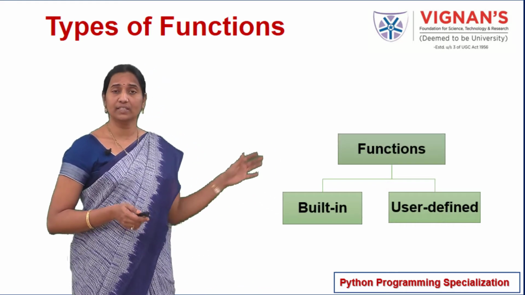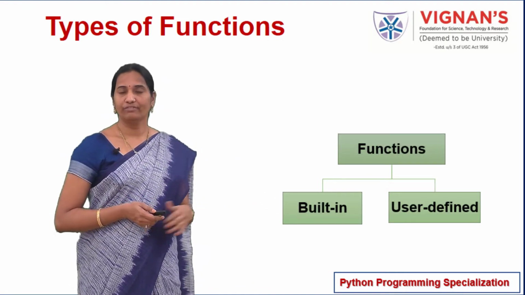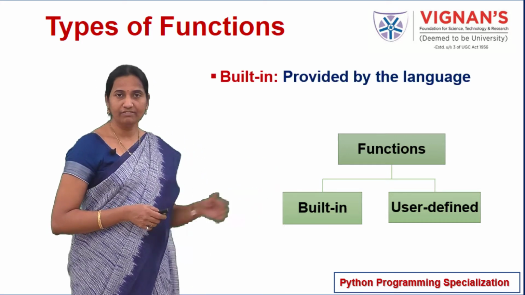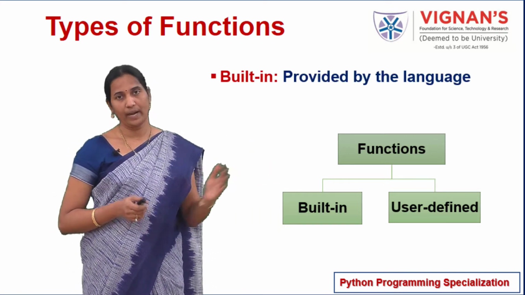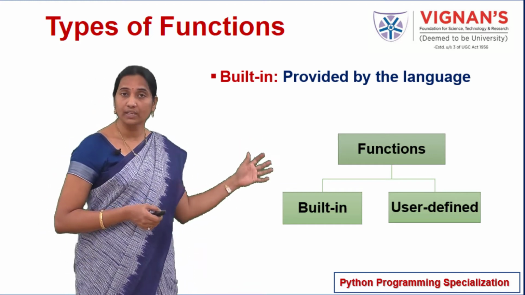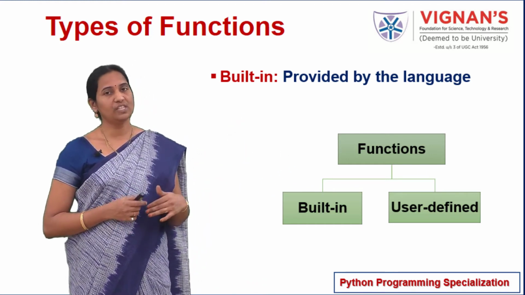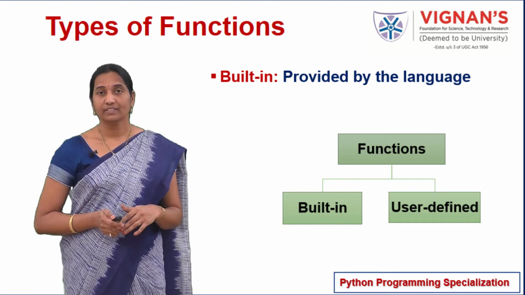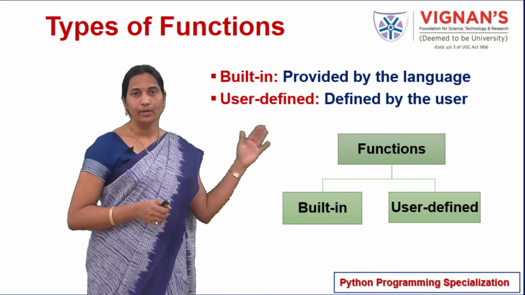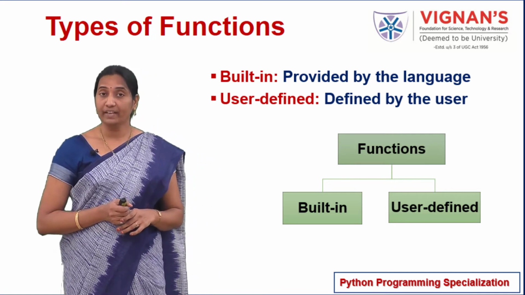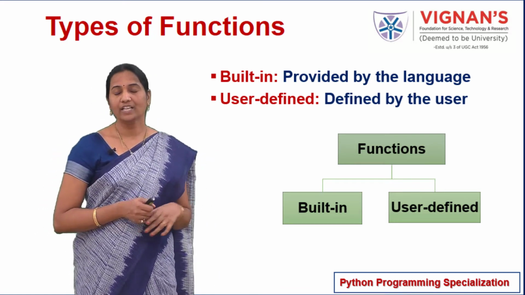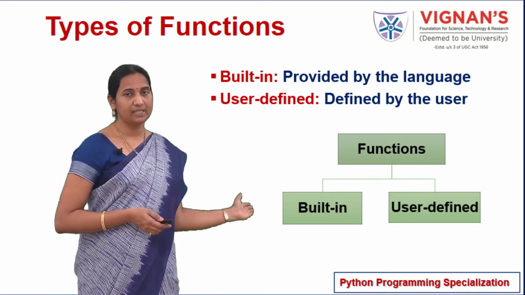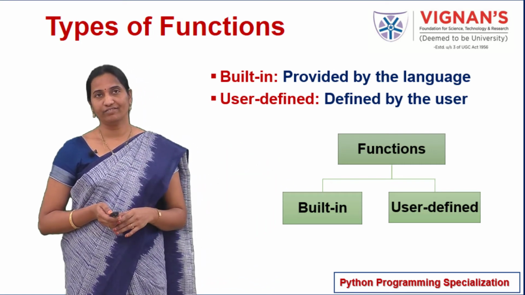Now let's see what the types of functions are. A function can be a built-in function or a user-defined function. Built-in functions are the functions which come with the programming language itself, and these are all predefined functions. The user need not define them; they come with the language implementation itself. There is another set of functions known as user-defined functions, which can be defined by the user as per his requirement. That's how functions can be built-in or user-defined.